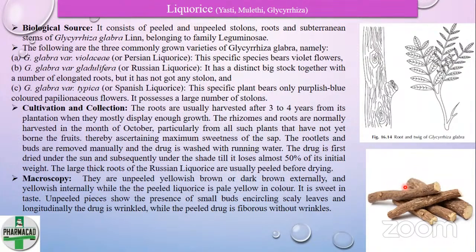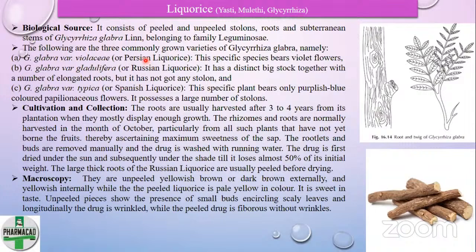Basically it consists of stolons, peeled and unpeeled stolons, roots and subterranean stems of Glycyrrhiza glabra belonging to family Leguminosae. There are commonly 3 varieties of Glycyrrhiza glabra, namely Violacea, Glandulifera, and Typica. Your genus and species are the same, only the variety is different, based on the geographical source. That means there is Persian licorice, Russian licorice, and Spanish licorice.